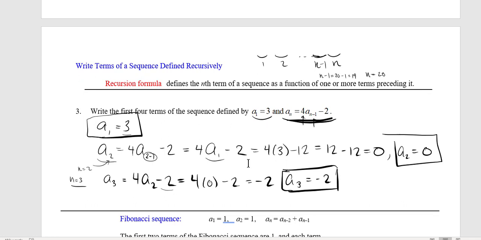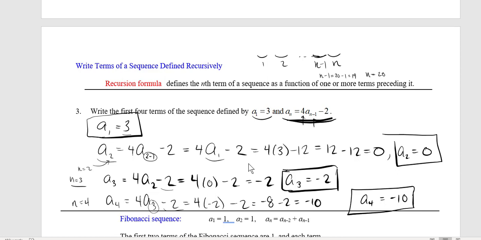And finally, we look for A4, the n equals 4, the fourth term. So that will depend on A3. Right? 4 minus 1 is the third term. So that's 4 times A3, we know to be negative 2 from the previous line of work, minus 2 at the end equals negative 8 minus 2 is negative 10. So A4 equals negative 10. We have found the first 4 terms. A1, A2, A3, and A4 equal 3, 0, negative 2, and negative 10, respectively.